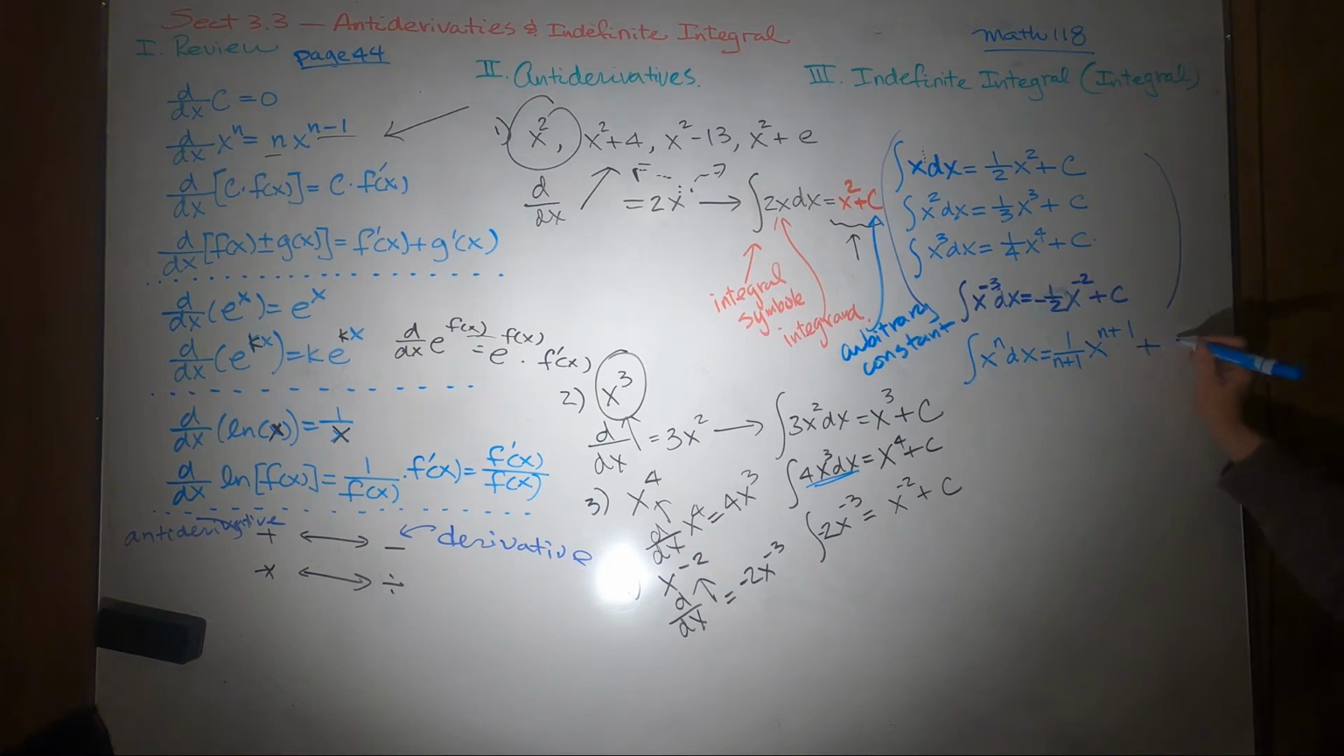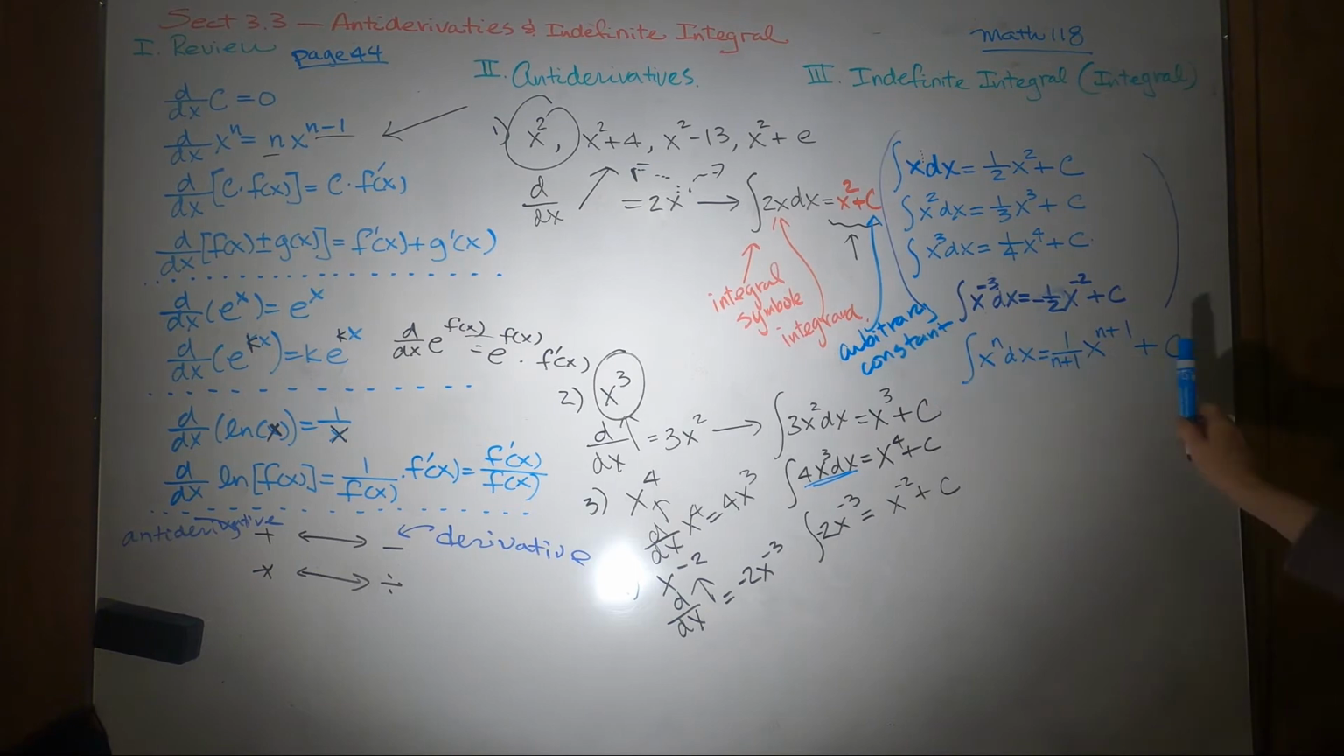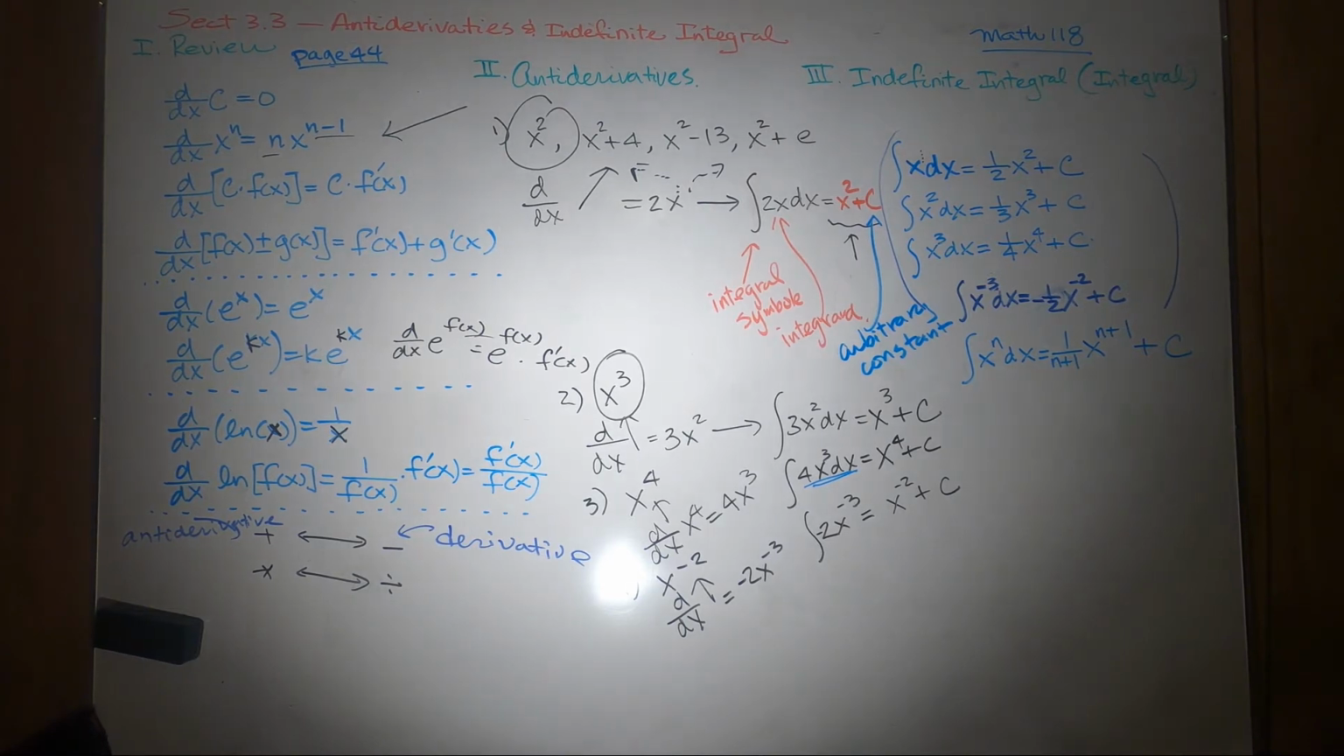At the same time, you need to add an arbitrary constant, because the derivative of a constant is 0. So the antiderivative should still be the same, right?